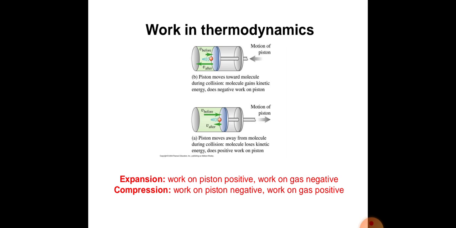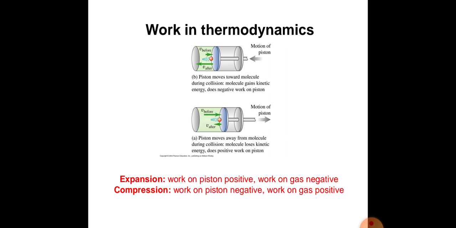At that time the work done on the piston is positive, and the B figure shows that the piston moves toward the molecules. During collision, the molecule gains kinetic energy, so it does negative work on the piston.